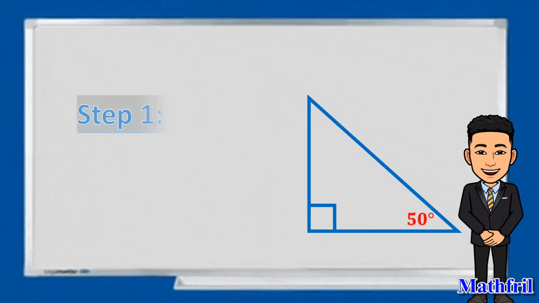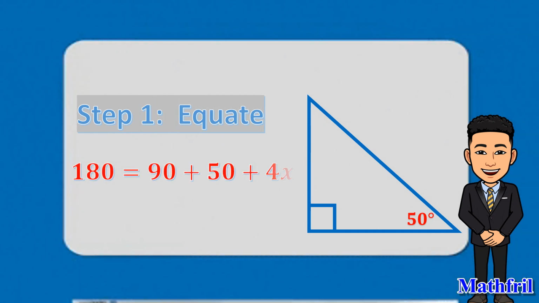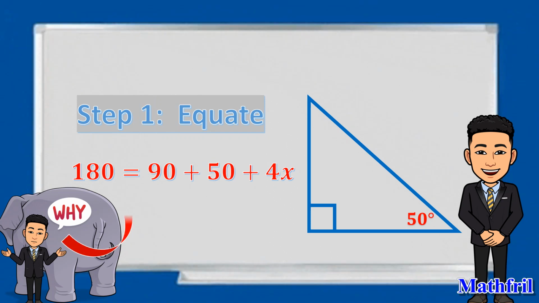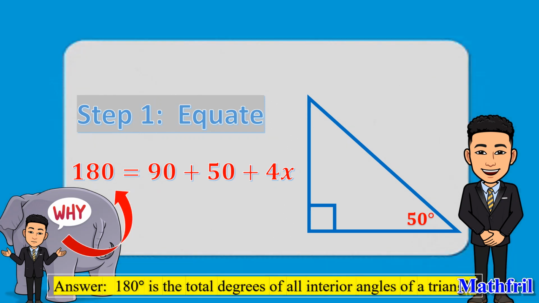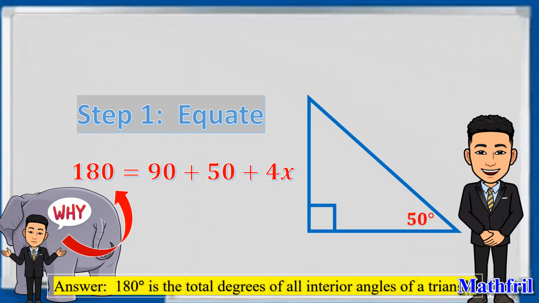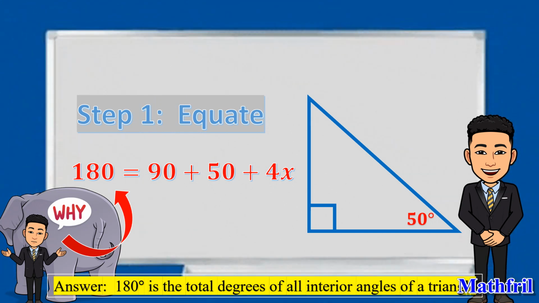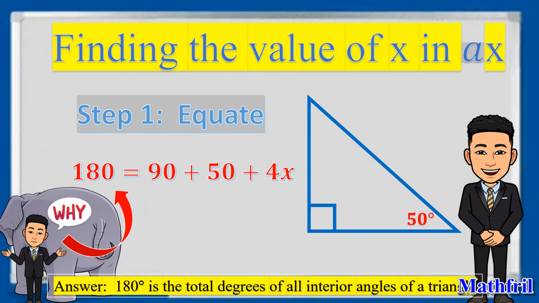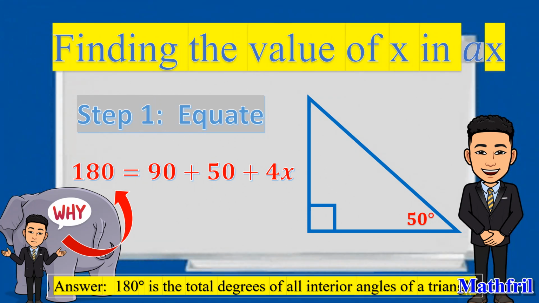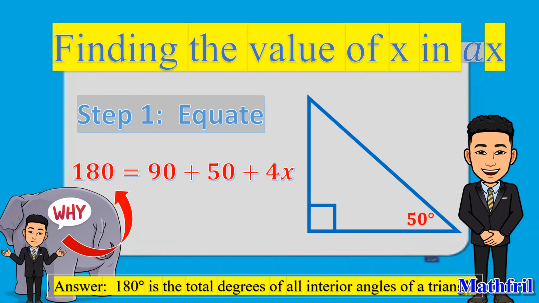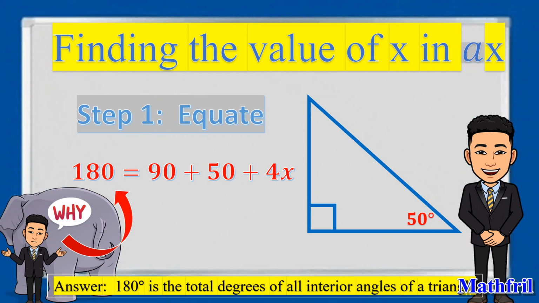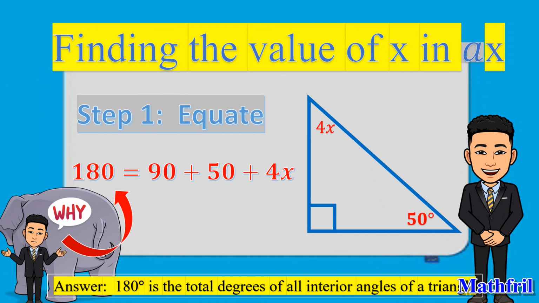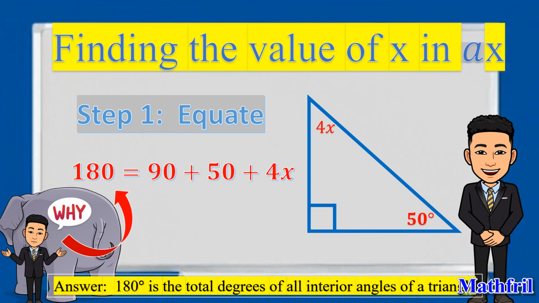To start with, step number 1: 80 plus 50 plus 4x. So the question is why? The same answer as in the previous video. Because of the entire angle, we have to use 180 degrees. Again, finding the value of x in ax. So the only difference from the previous video is that we now use the 4 as our coefficient. And this is the new added version of this.